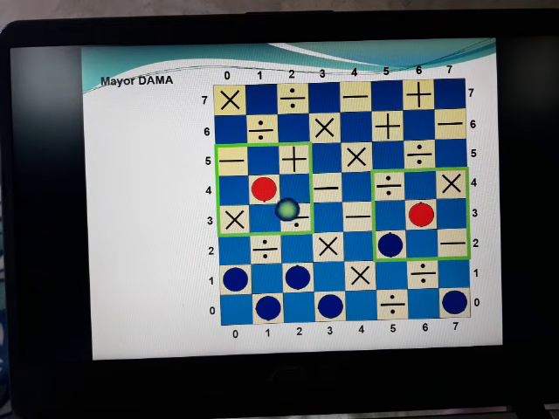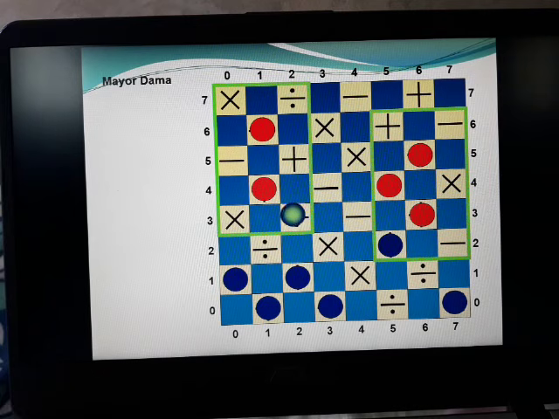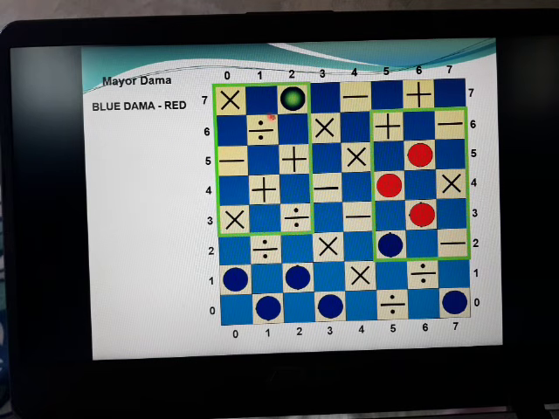So Mayor Dhamma, that's it. And then blue Dhamma takes red, or the blue Dhamma minus red. Mayor Dhamma here. Blue Dhamma minus red, and then blue Dhamma divided by red. So comparing here, Mayor Dhamma, the Dhamma takes 2 red chips compared to a blue chip that takes 2. But this blue is not a Dhamma but a regular chip.